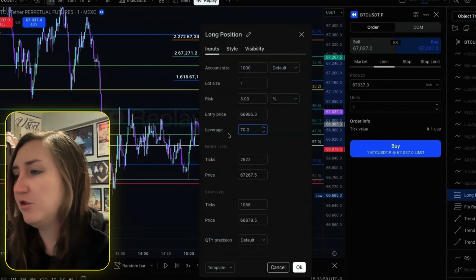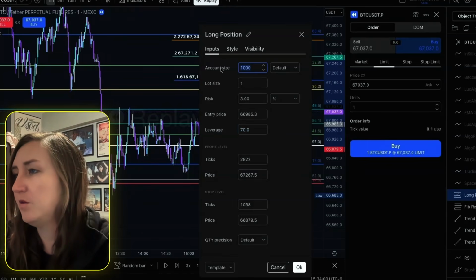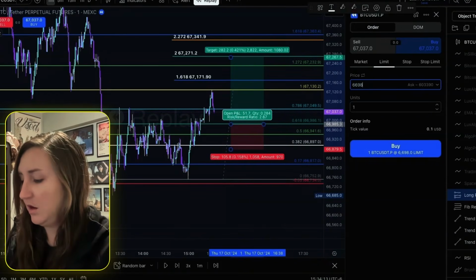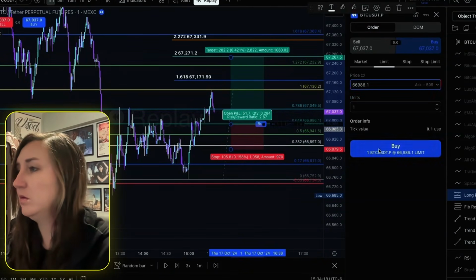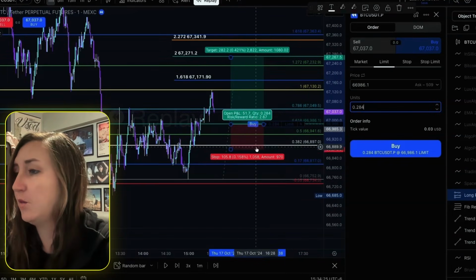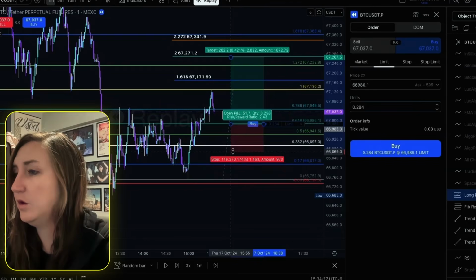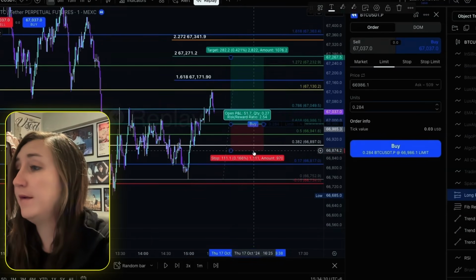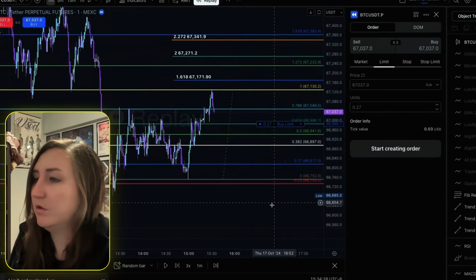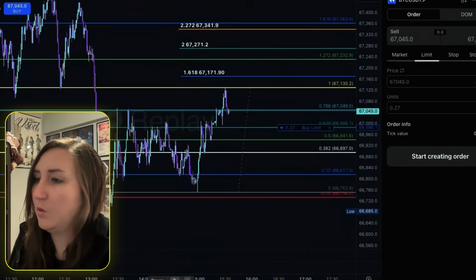And with all my strategies, I'm using a 70x leverage. So let's say we have a $1,000 account. We're risking 3%, 70x leverage. Okay. So we'll put in a buy order at 66,986.1. And our units for Bitcoin are 0.284 based on our risk and account size and where our stop loss is, right? Your quantity will adjust with wherever your stop loss is set to. All right. There's our buy order. Take this off so it's a little bit clearer, and we'll see what happens here.